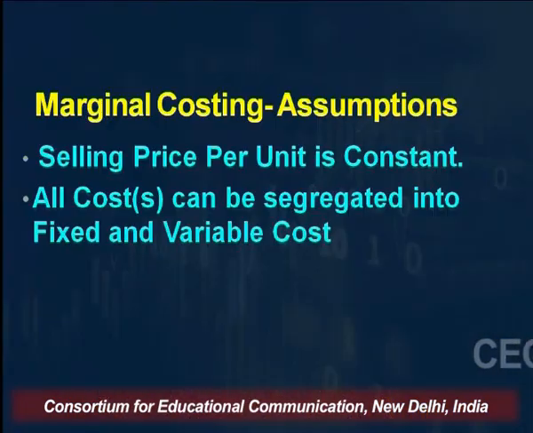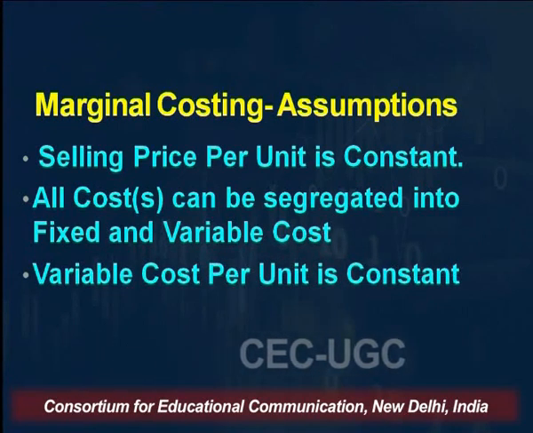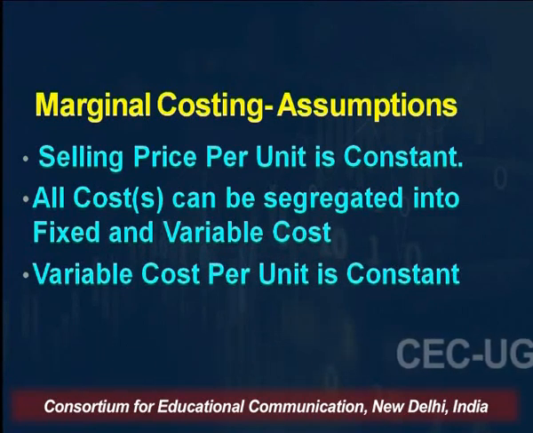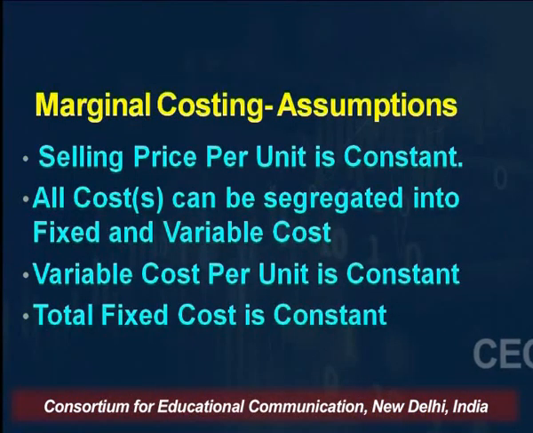Second is, your selling price per unit should be constant. This is another assumption. Third is, variable cost per unit is constant. Honestly speaking, these three are the most important assumptions which you have to keep in mind while preparing your marginal cost statement. And total fixed cost is also constant. Remember, the fixed cost in total should be constant. So these are the assumptions of marginal costing with which you will have to take your decision.